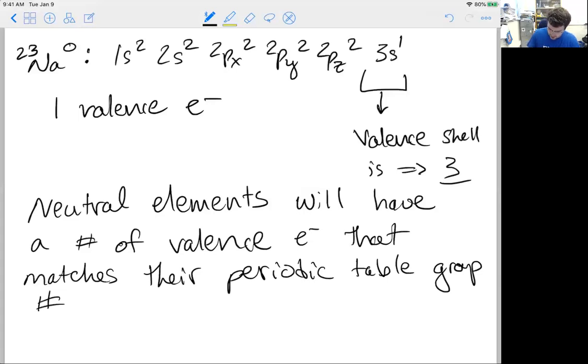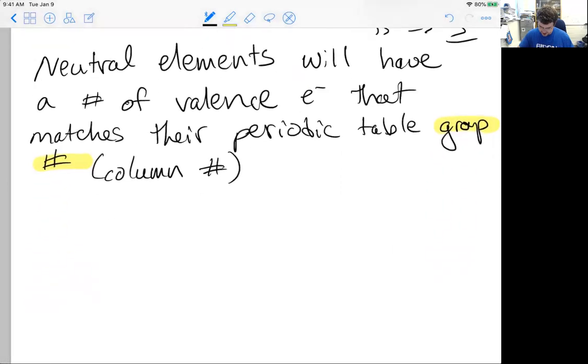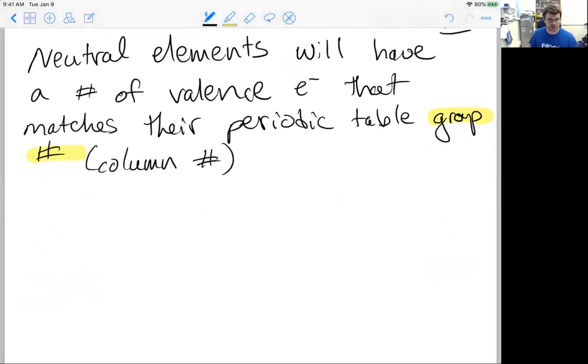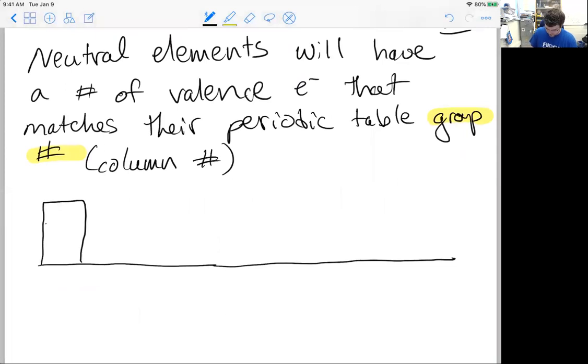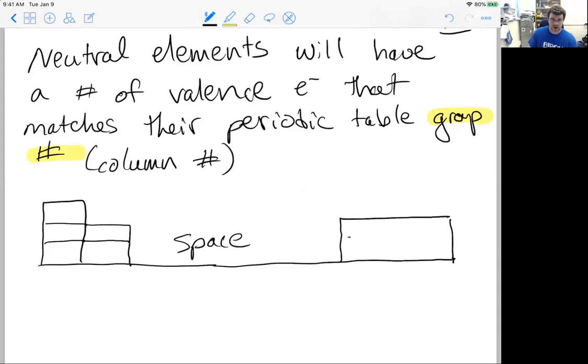Matches their periodic table group number. And the periodic table group number, that is the column number. Okay, so let's go ahead and sketch a periodic table. Now this is a really important concept, that the periodic table column or group number matches the number of valence electrons in an atom. But let's be careful and understand that this works for only so many elements. It works for several important elements, but not necessarily every single element.